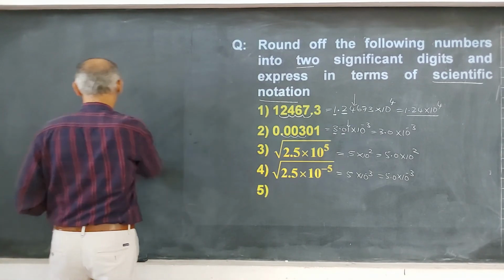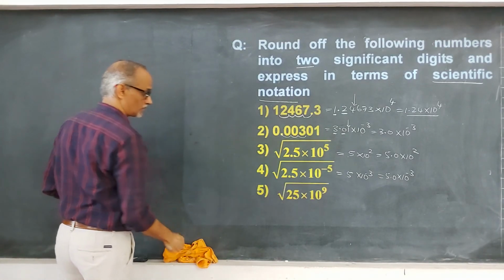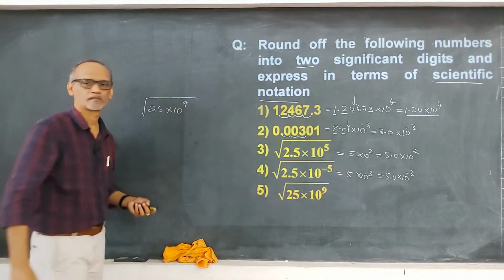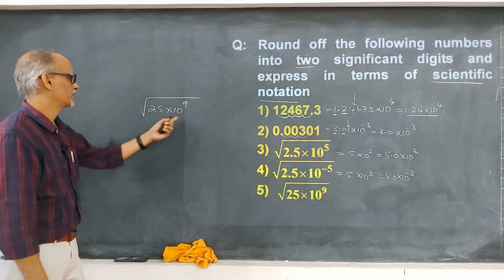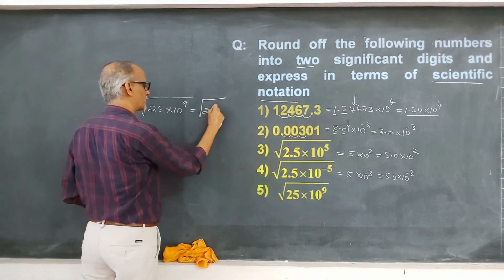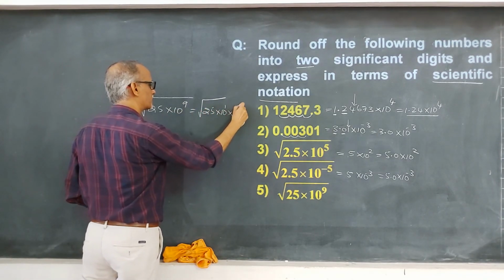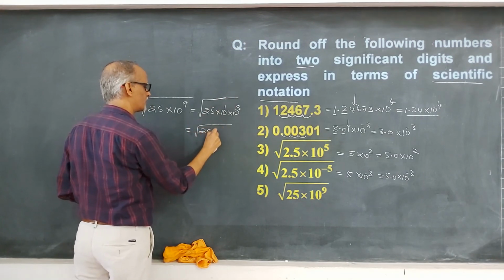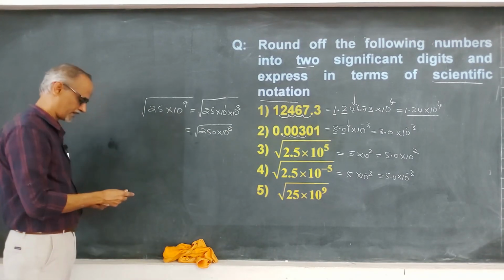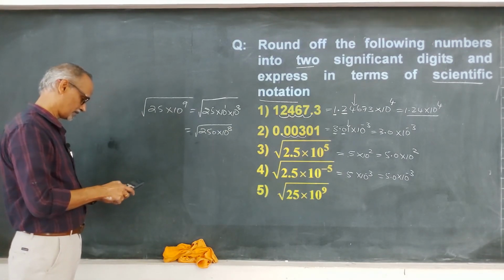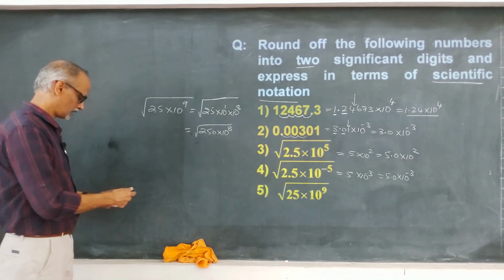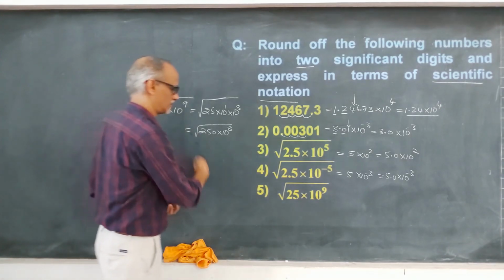So let's try one more question. It's root of 25 into 10 to the power 9. As usual, it's already an odd number and I've told you how to do that. 25 into 10 to the power 1 into 10 to the power 8, correct? Square root of 250 into 10 to the power 8. What is the square root of 250? It's root of 250.